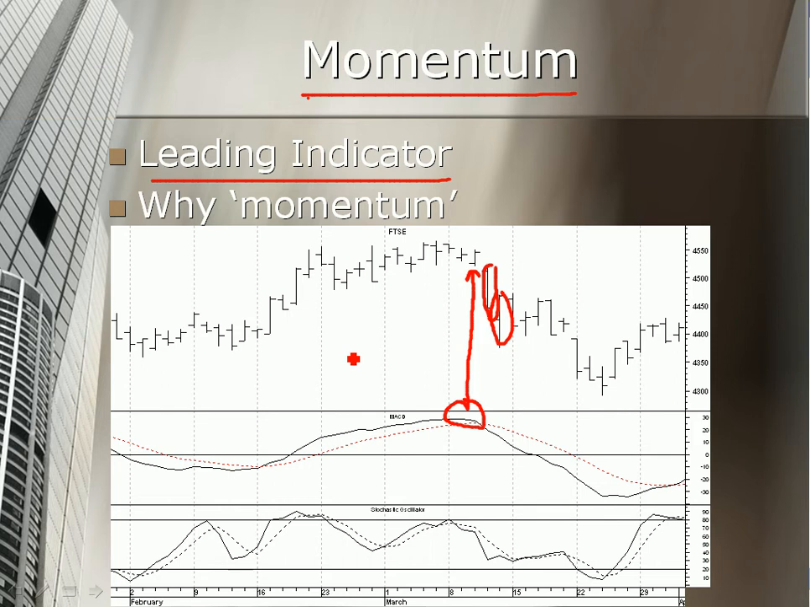Whereas other indicators like the moving averages, they're lagging indicators. They only start telling you something after it's already happened. Similarly with this, we're supposed to be getting a lead in before the market actually starts moving. That's why we look at momentum indicators.